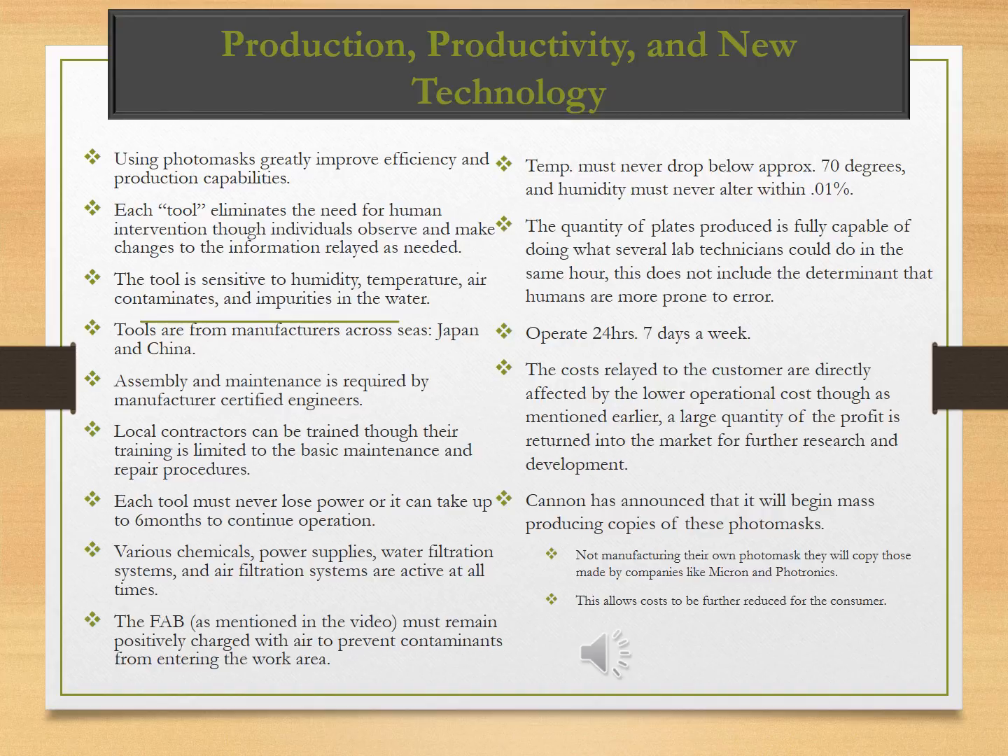Canon has announced that it will begin mass producing copies of these photomasks. They're not going to be manufacturing their own photomask, though they will copy the ones provided by major companies like Micron or Photronics. This allows costs to be further reduced for the consumer, allowing for further consumption.